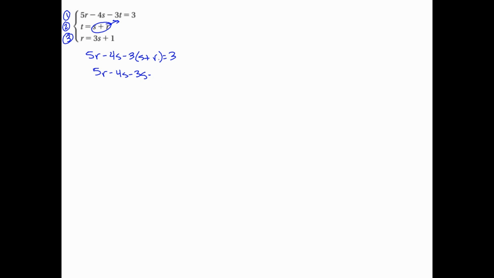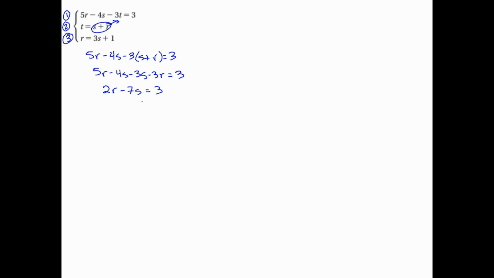I have the same variable twice, and we're trying to get rid of stuff. All right, so minus 3r equals 3. So 5r minus 3r, that gets us 2r. Minus 4s minus 3s is going to be negative 7s, and that's still equal to 3. So that one's down to 2 variables now. So 2r minus 7s equals 3.